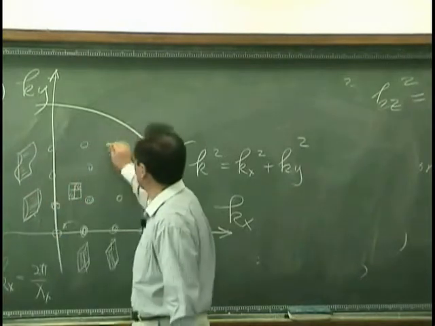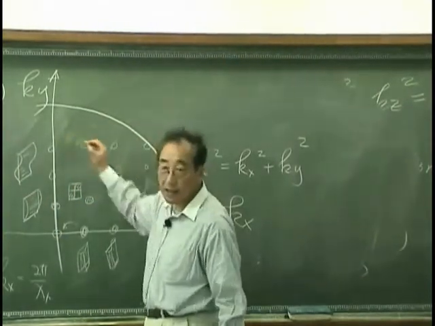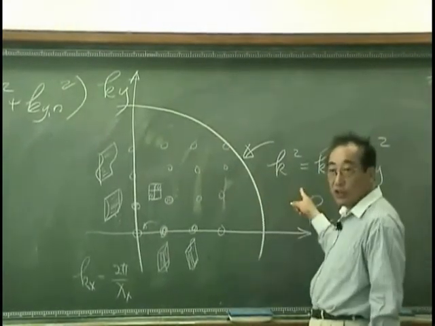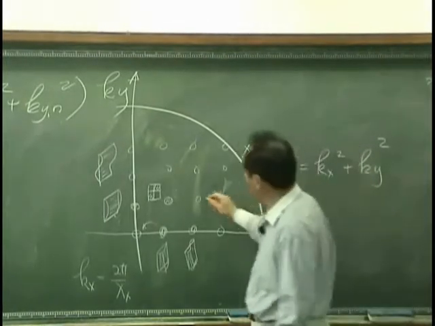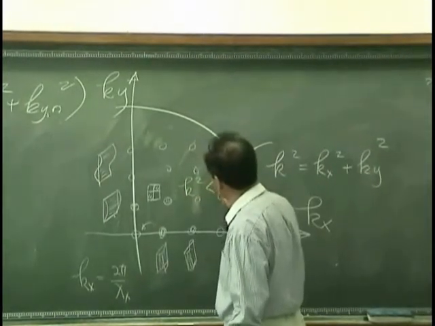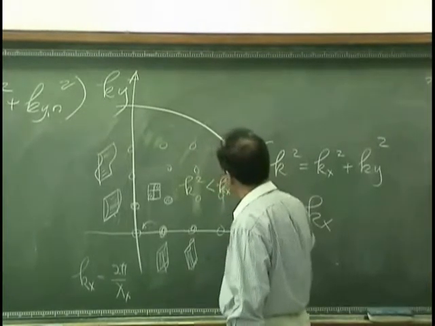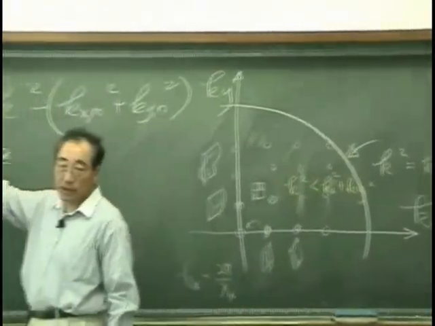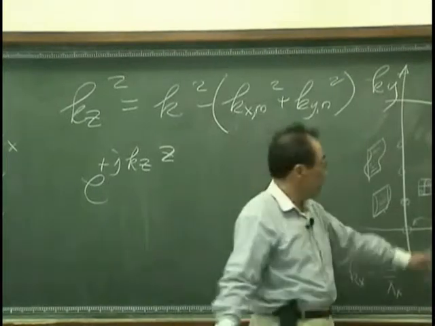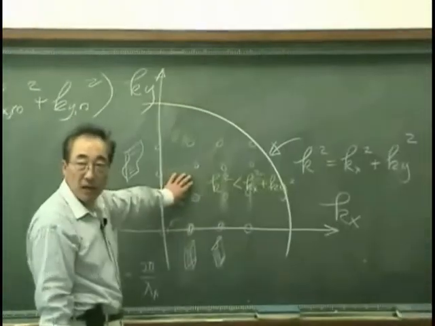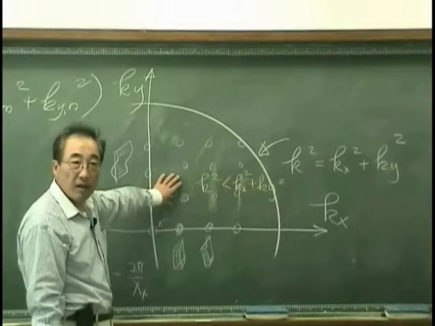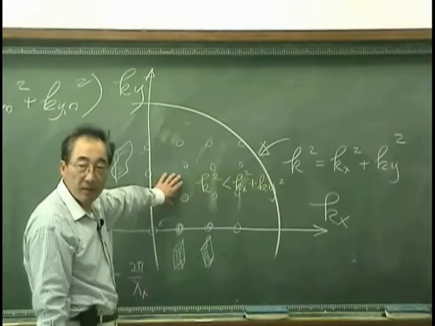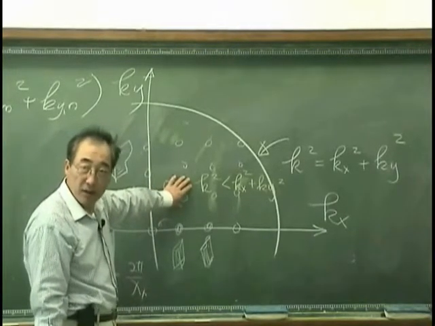This region is when k square is smaller or larger? Smaller. So that is the case. K square is smaller than kx square plus ky square, right? Then what happened? Evanescent wave. Is it right? Is it right? Yes.